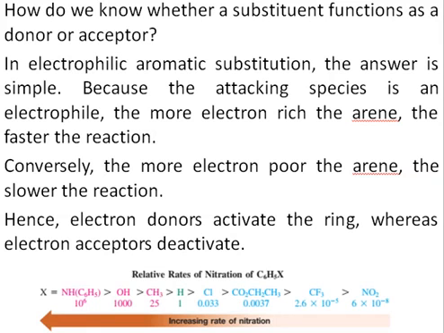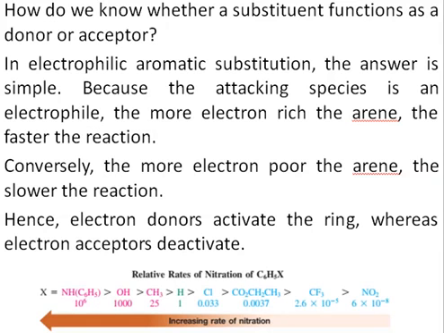So how do we know whether a substituent will function as an electron donor or act as an electron acceptor? In case you are studying electrophilic aromatic substitution, the answer is very simple, because the attacking species is an electrophile, which is electronically deficient. So if you can make the benzene ring electronically rich, the reaction will be faster.